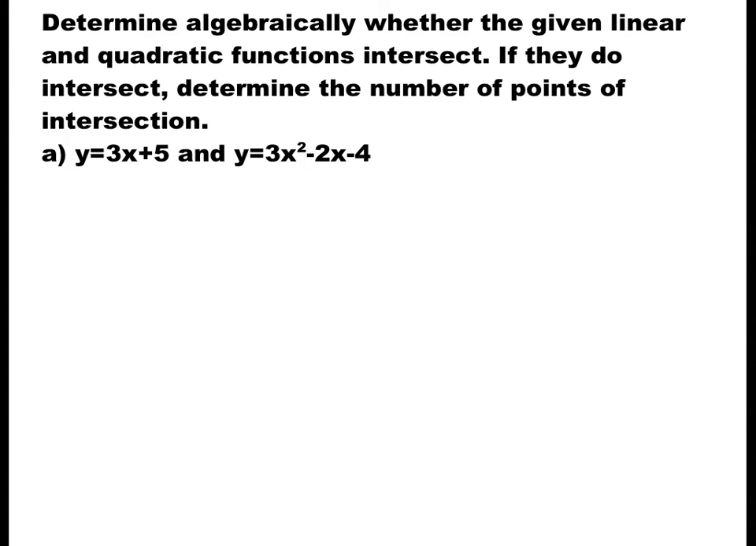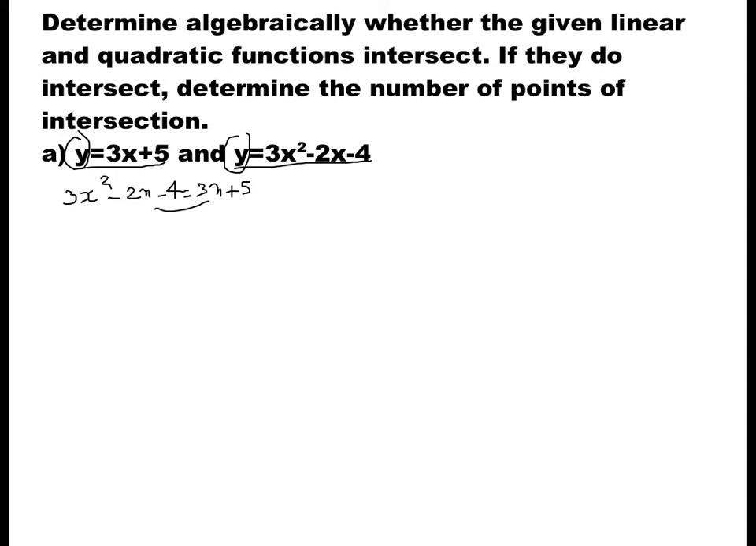In the next example, we have been given two equations, one which is linear and the other one which is quadratic, and we are supposed to find the number of intersection points. To do that one, we are going to try to solve the two equations to find the points of intersection. So I'm going to use substitution since in both of them the coefficient of y is 1. So I'm going to make one equal to the other one. So I'm going to say 3x squared minus 2x minus 4 is equal to 3x plus 5.